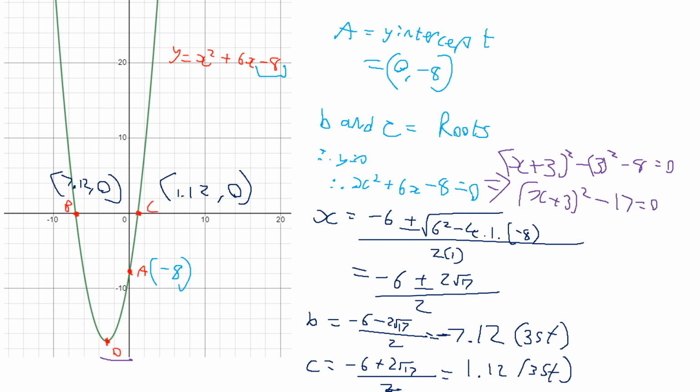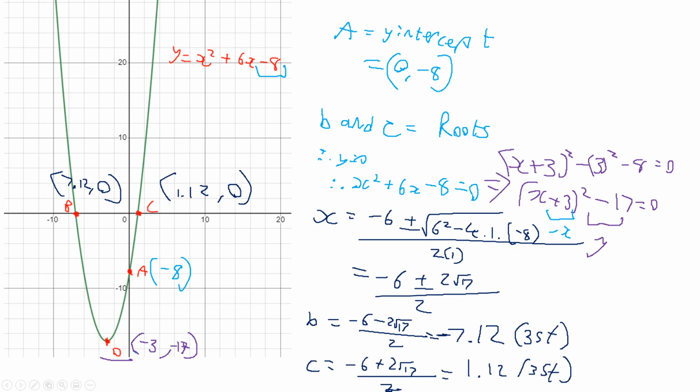And so now we can find what the turning point is. This is going to be minus x, which is obviously just going to be, let me put that in purple, minus 3. And then this is y, which is simply going to be minus 17.